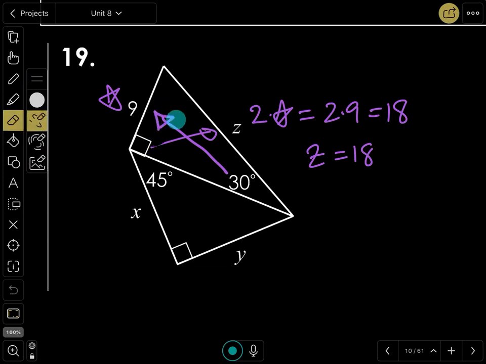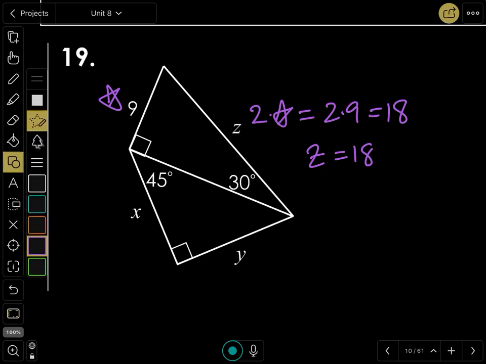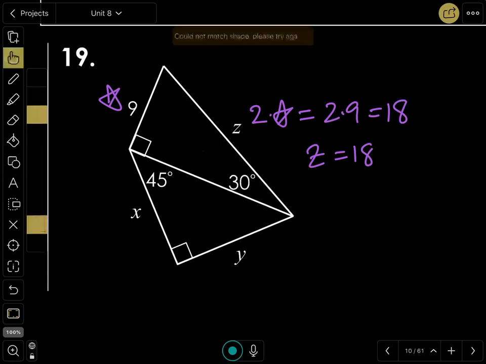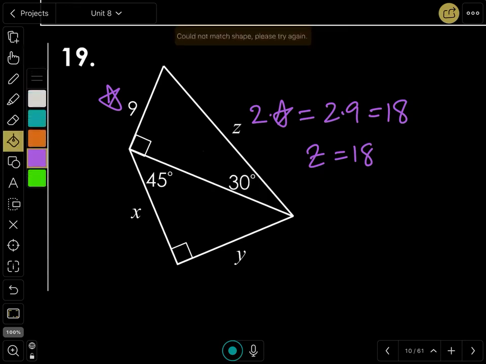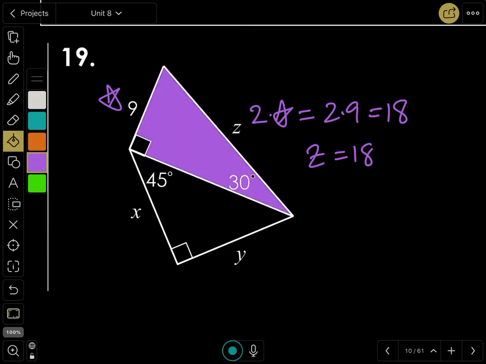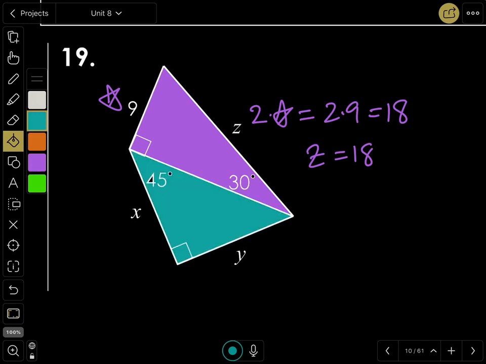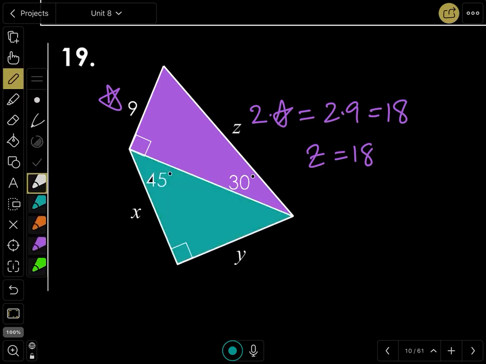And what we're going to have to do now is use the values that we found, our purple star value. Let's make this the purple triangle. There we go. And let's make this the blue triangle. And let's see. So we have already found that this is star. So that means that this side here will just be star times square root of 3. So that's going to be 9 times the square root of 3.